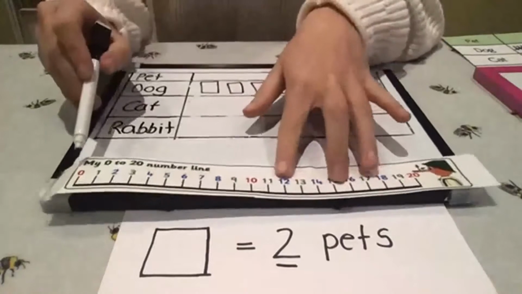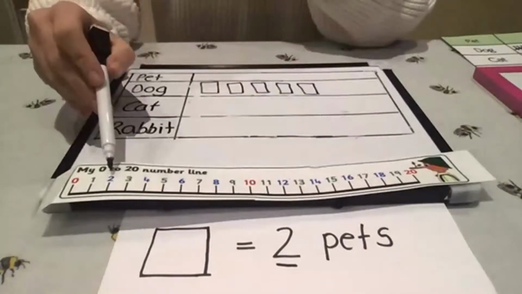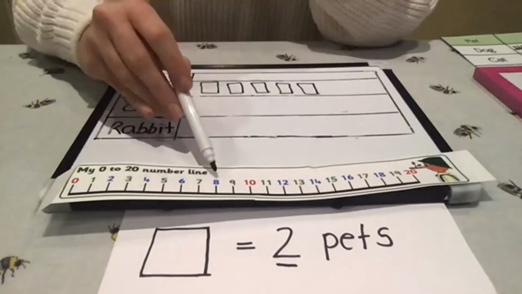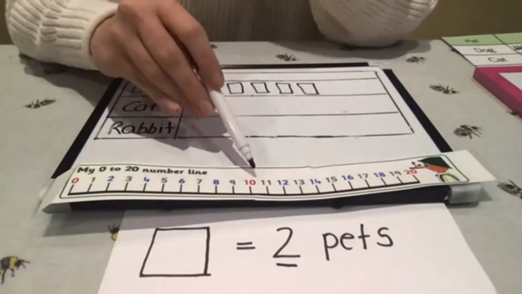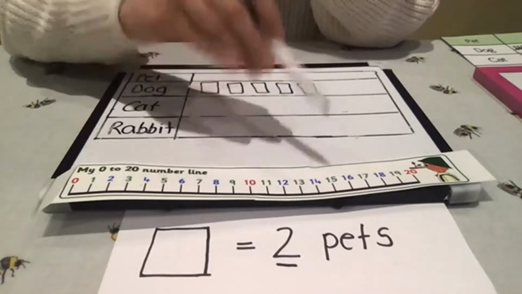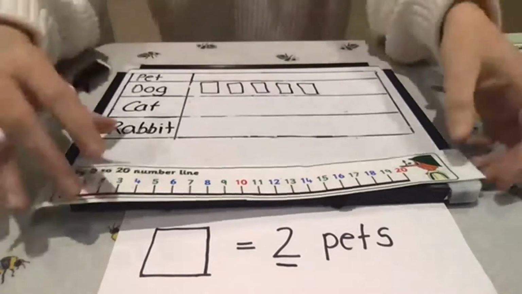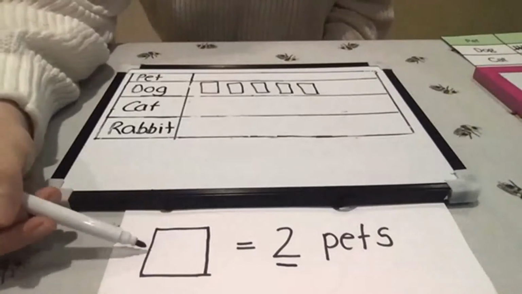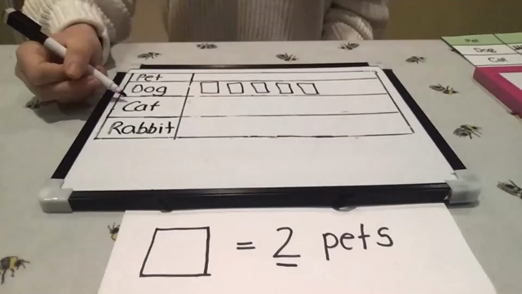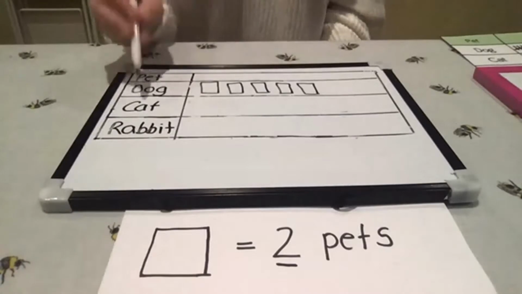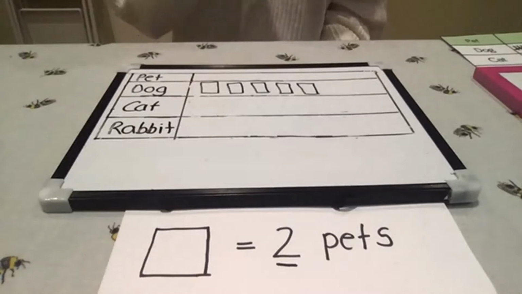So we start at 0. We've got 1 jump to 2, 2 jumps, 3 jumps, 4 jumps, 5 jumps got us to 10, 6 jumps to 12, and 7 jumps to 14. So if I've done 7 jumps of 2, I know that in my pictogram I am going to need 7 squares to represent the cats, because each square is representing 2 pets, and there are 14 cats altogether, and I jumped 7 times up in 2s to get to 14.